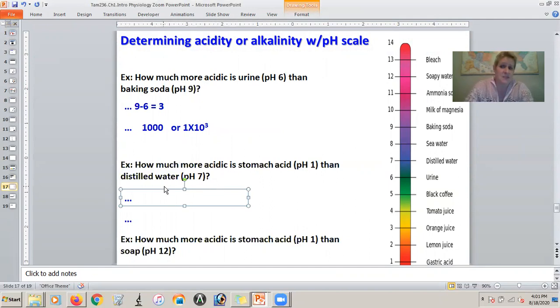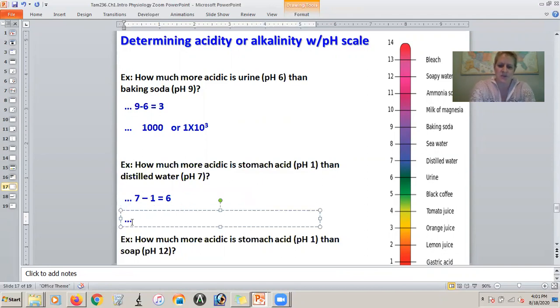You take the higher number, right? 7 minus 1 gives you 6. So that tells us we're going to put down 6 zeros. So 1, 2, 3, 4, 5, 6. I'll go to the very front of that, and I'll put a 1. And to be good about it, I'll put in the commas where they belong. That's a million, right? So that's a million times. Stomach acid is a million times more acidic than pure distilled water.